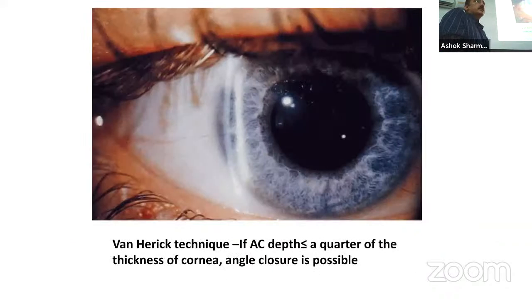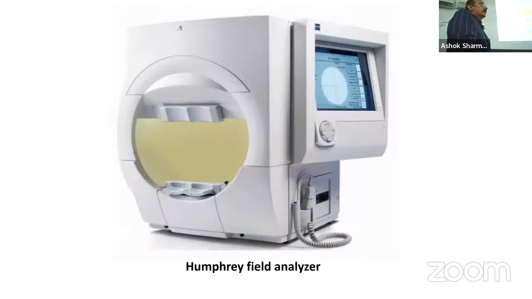This is the van Herick test. So here, this is the corneal thickness, right? And if you measure the difference between the corneal thickness and the angle, depending on how much the difference is between the two, you can grade whether it's a narrow angle or an open angle, right? This is a machine, a visual field analyzer by Humphrey.